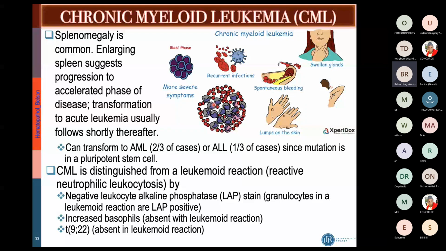So clinical signs of people affected by chronic myeloid leukemia: there is a splenomegaly, enlarged spleen. And this can suggest accelerated phase. So I have not talked about this. So in chronic myeloid leukemia, habamo chronic phase.